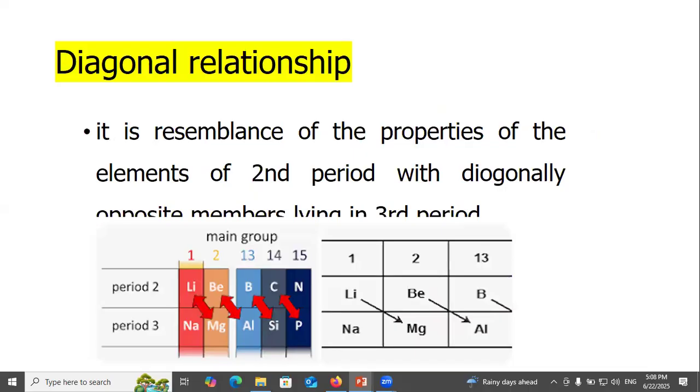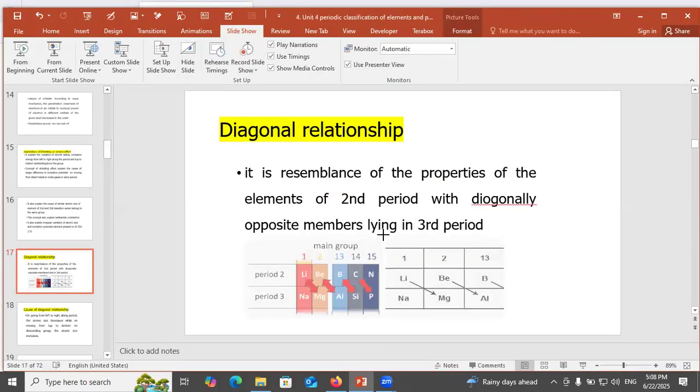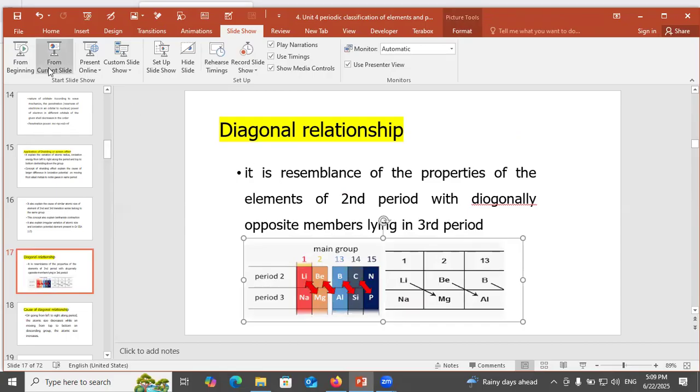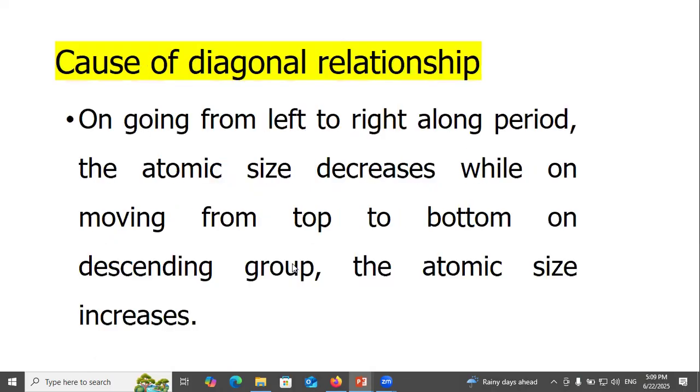Diagonal relationship: the resemblance of properties of the elements of the second period with the diagonally opposite members lying in the third period. See, lithium and magnesium, beryllium and aluminum, boron and silicon, carbon and phosphorus.